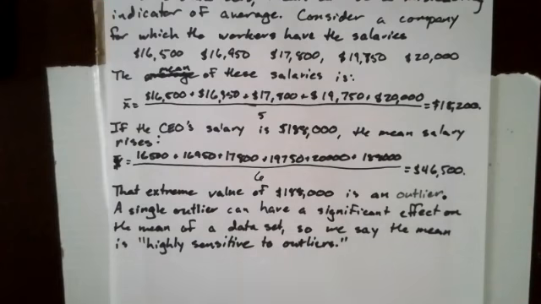But the CEO has a salary of $188,000. And if we add that to the mean calculation, suddenly the mean salary jumps up to $46,500. That extreme value of $188,000 is called an outlier. A single outlier can have a significant effect on the mean of a data set. So we say the mean is highly sensitive to outliers.